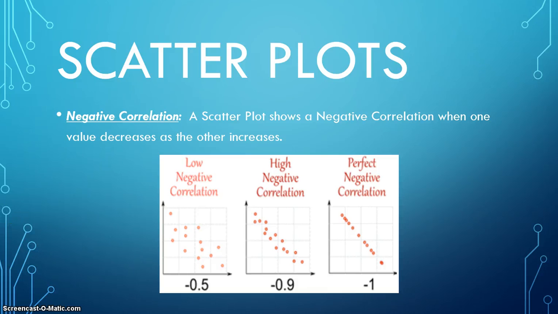Now a negative correlation, as we can see, we have 3 different types. We have a low negative correlation. If you can draw a line going from the top left to the bottom right, the points are kind of close together, but not quite. High negative correlation, these points are really close together now, and you can easily see the line that they form. In a perfect, now it's obvious the points are forming the line, and that's a negative. Negative correlations go from the top left down to the bottom right.